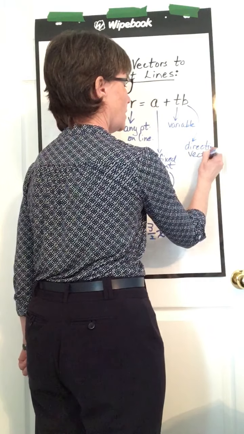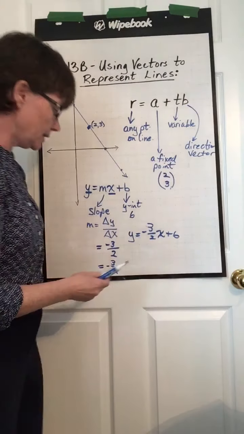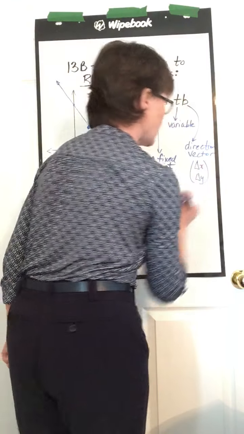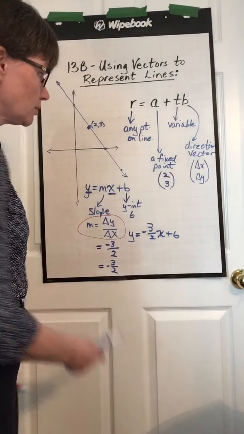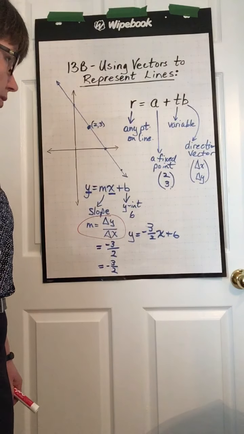Now, the direction vector is related to the slope of a line. Direction vector and slope have some sort of relationship. I want you all to make sure you know this relationship. The direction vector is actually delta x, delta y, represented as a vector. So really it's the reciprocal of the slope. Okay, so that's the connection between the two.